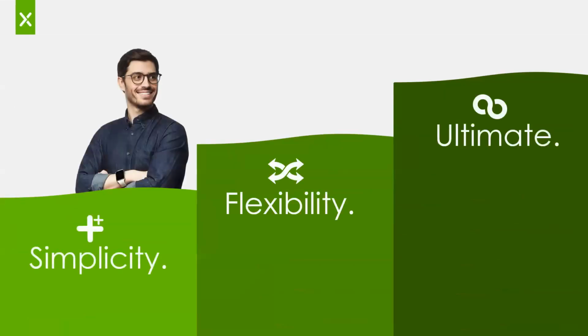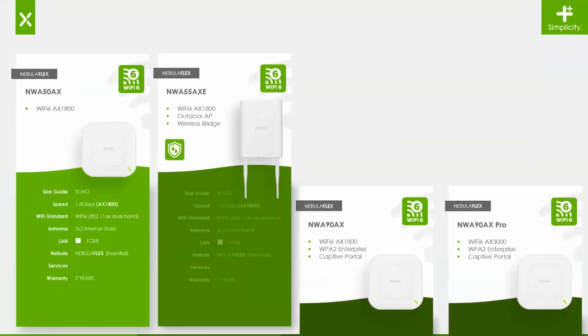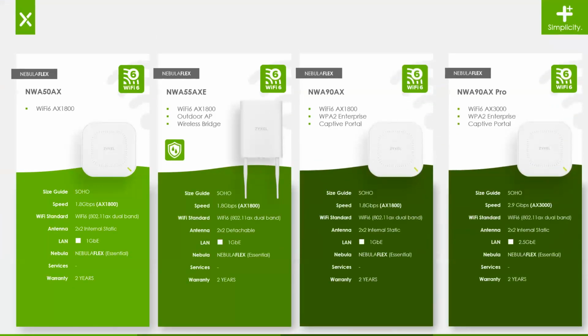So now we'll start talking about the different access points. And we'll start off here. We're now trying to split up our products into three different categories here: simplicity, flexibility, and ultimate. So the first one we'll talk about here is the simplicity section. These are products that are really aimed at that prosumer space, SOHO, a lot of the do-it-yourselfers out there. So they are going to be missing some features. These are all Wi-Fi 6 access points, but they are missing some of the Wi-Fi 6 features. They're missing some of the Nebula features, and we will talk about those differences here in an upcoming slide.